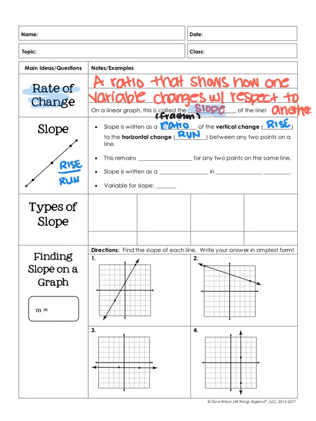This remains constant, or the same, for any 2 points on the same line. So it doesn't matter which 2 points you pick. Any 2 points on the same line will give you the same slope.